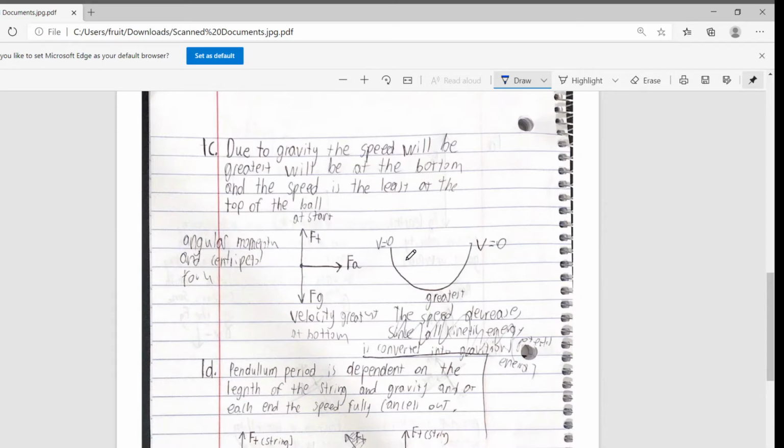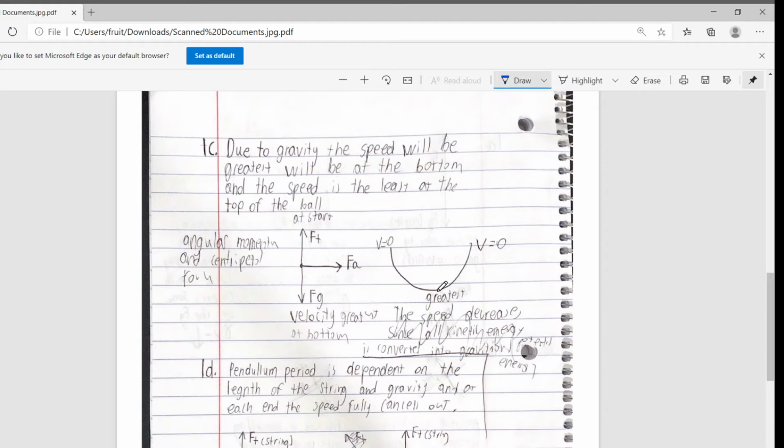So the speed is the greatest at the bottom, because all of the potential energy is being converted into kinetic energy. As it begins going up, more and more kinetic energy is being converted to potential energy until it reaches its peak, where the conversion stops, and then all the potential energy that's been converted turns back into kinetic energy.